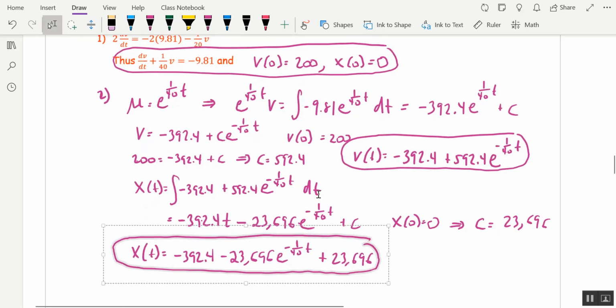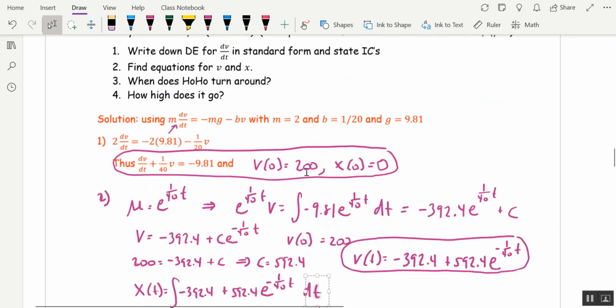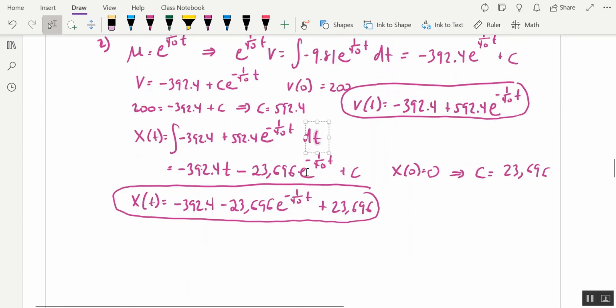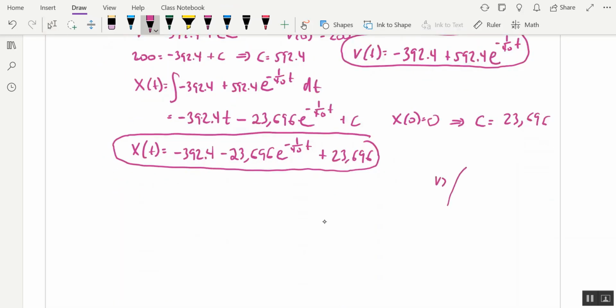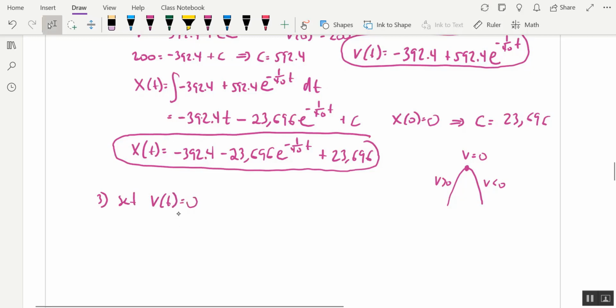Part 2 and 3, when does the ho-ho turn around? How high does it go? So for when the ho-ho turns around, the ho-ho goes up, the velocity is positive, and it comes down, the velocity is negative. Up here, that's when the velocity is 0. So to find out when it turns around, we're going to set v(t) equal to 0. Now, one way to do this would be to graph v(t) on Desmos. So write a function v(t) equals this up here, and then see where it crosses the origin. And that'll give you v(t) equals 0. But this is actually easy enough to solve by hand.